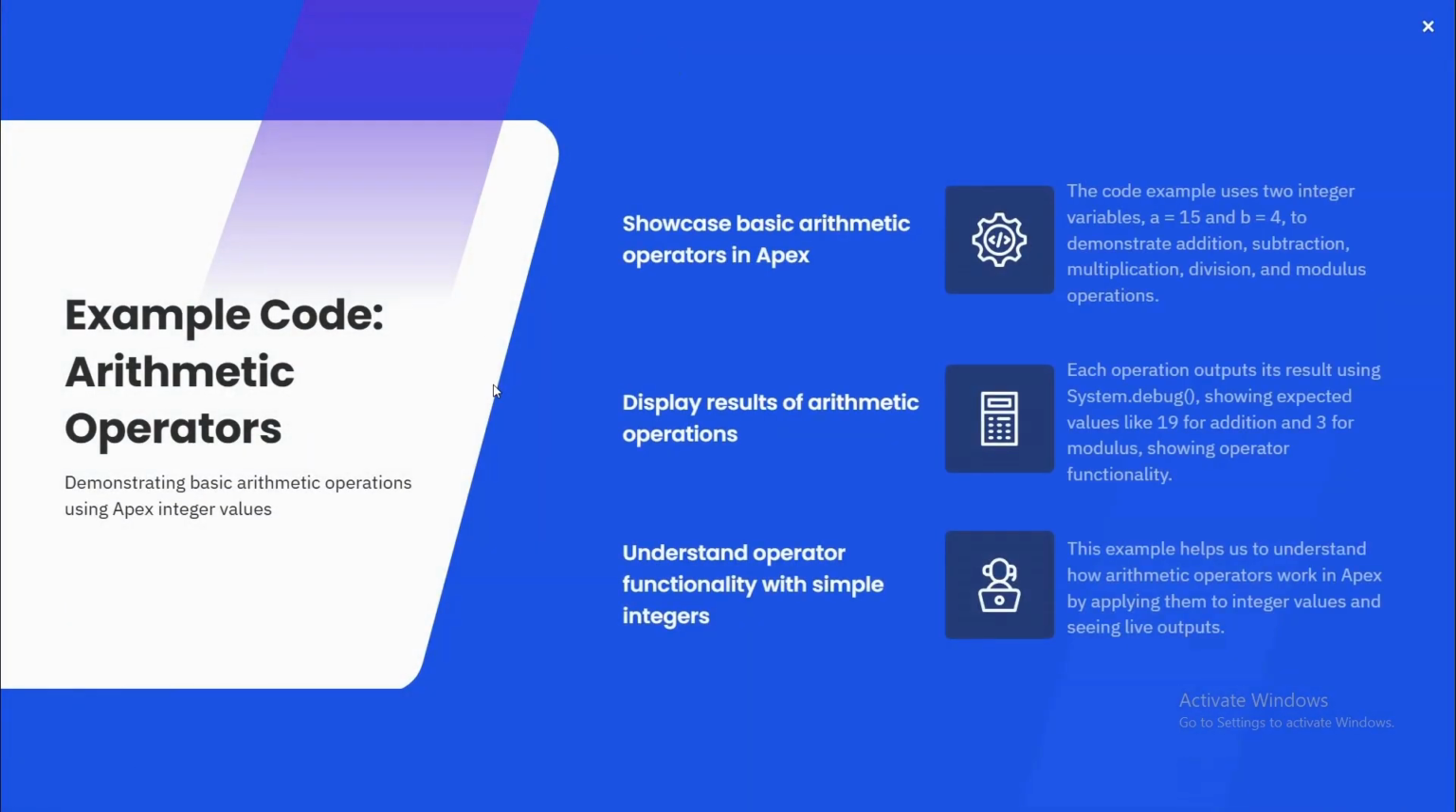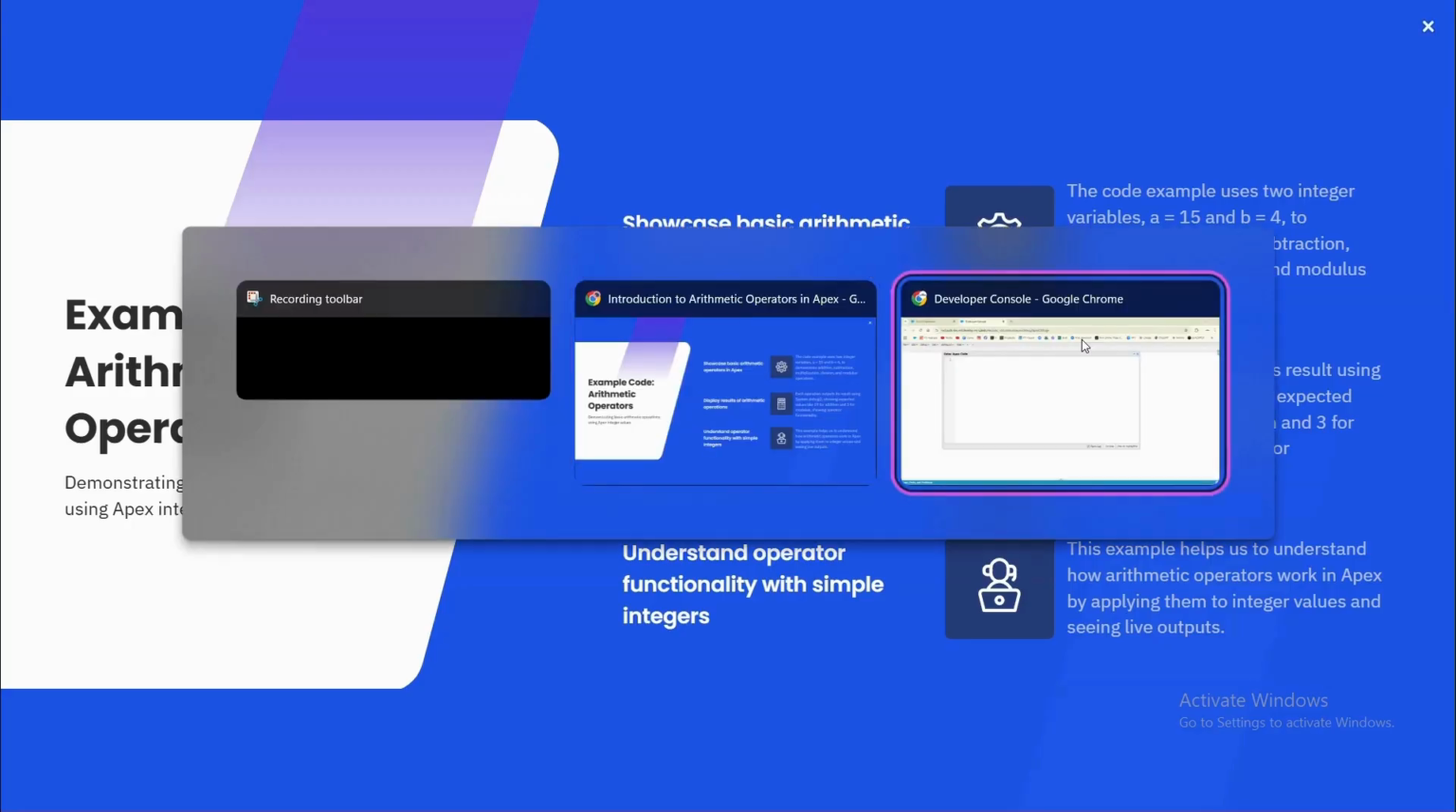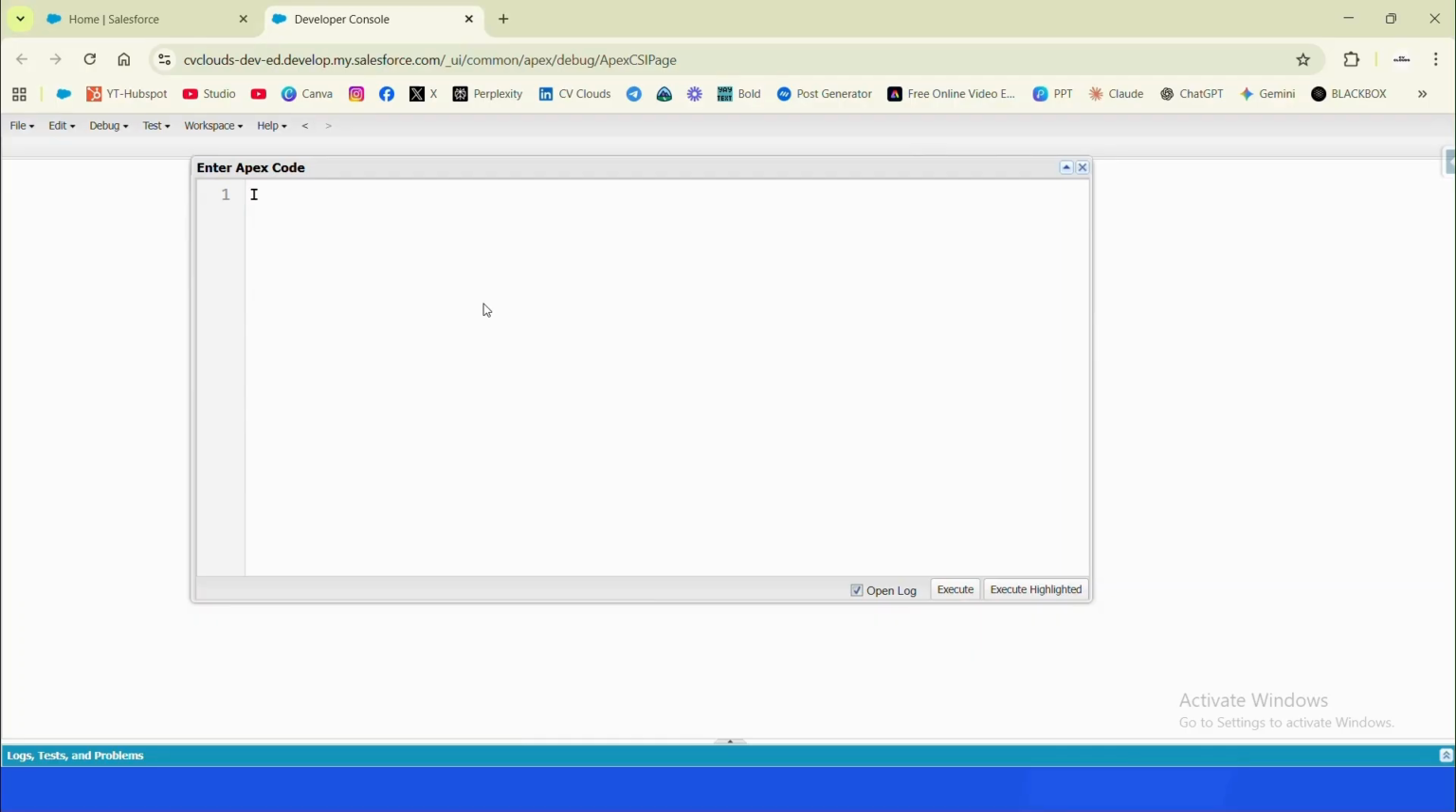In this slide, we are gonna cover an example of each arithmetic operator. The code example uses two integer variables, a equals 15 and b equals 4, to demonstrate addition, subtraction, multiplication, division, and modulus operations. Then we are gonna print the output using the System.debug statement. So let's start. We will go to our developer console. Integer a equals 15, integer b equals 4.